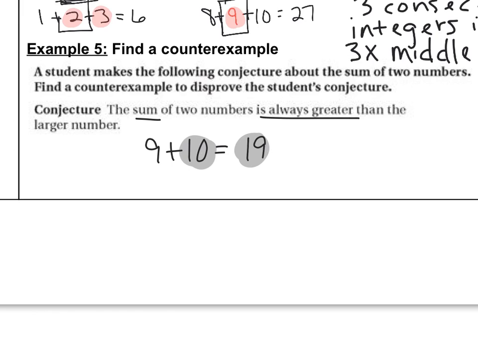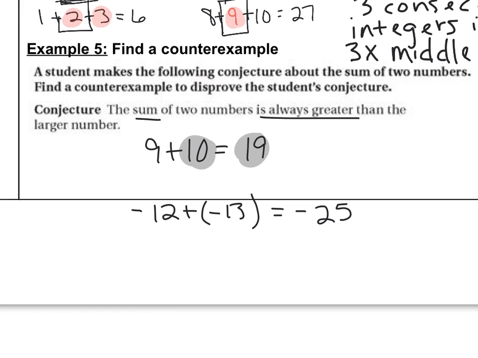Is there a way to disprove that? I'm going to tell you right now, when you're talking about addition and you're talking about always greater than, the easiest way to disprove something like this, or find a counterexample, is always to use negatives. Okay, so pick any 2 negative numbers you want. Negative 12 plus negative 13 is negative 25.